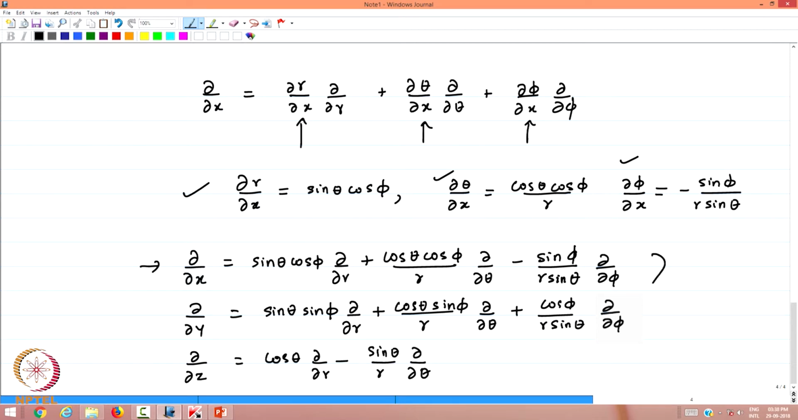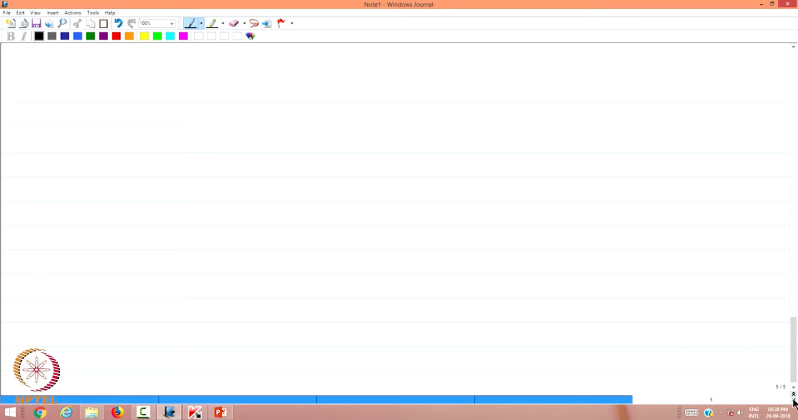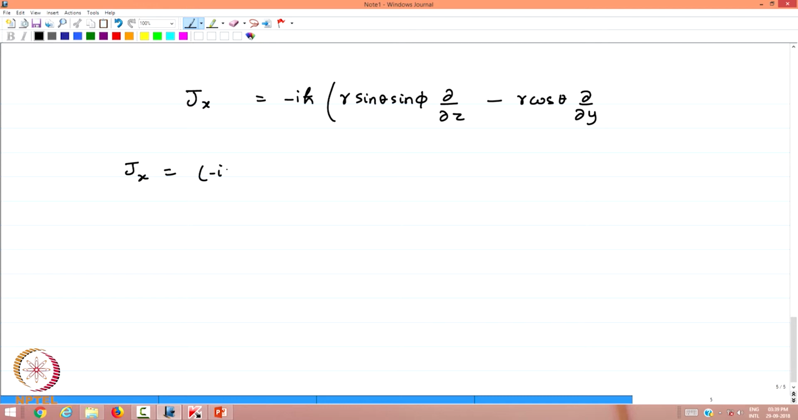Okay. So, these three need to be substituted into the expression for the corresponding angular momentum operators, namely Jx. If you have to write that, it is given by y, which is r sin θ sin φ, times ∂/∂z minus z, which is r cos θ, ∂/∂y. So, let me just do the Jx, and in a similar way you can do the other things. So, if you have to write this, it is minus iħ.